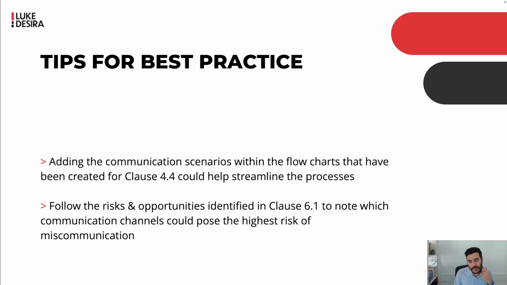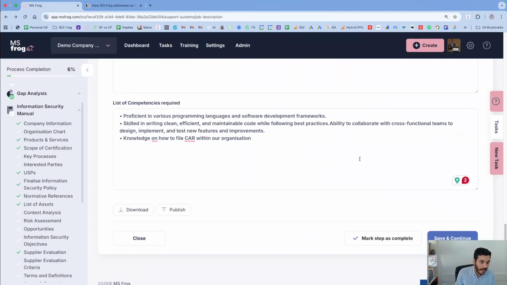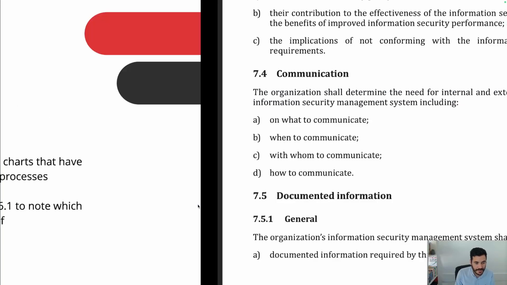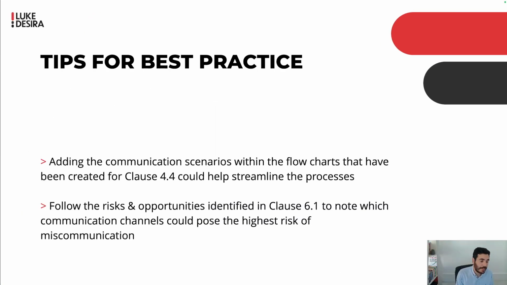Adding the communication scenarios within the flowcharts that have been created for 4.4 could help streamline the processes, as I've mentioned earlier. So here we've seen a process whereby the developers are responsible for a particular step within the incident management process. Okay, so the processes are explained in clause 4.4, and here we're talking about communication, and we're also talking about competence. And as you can see, as we are moving along in this training course, everything is starting to be kind of interlinked with one another, because ultimately we are creating one information security management system for the organization.